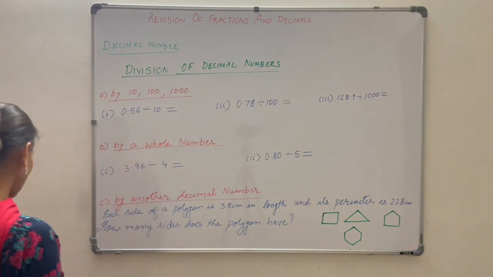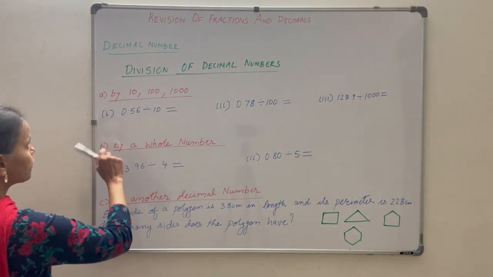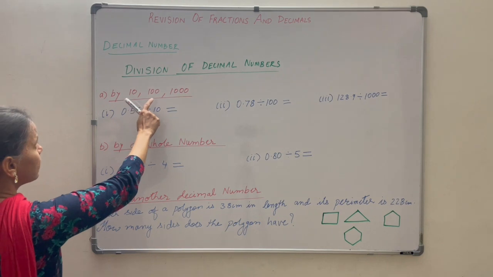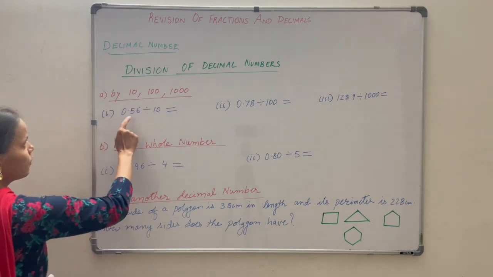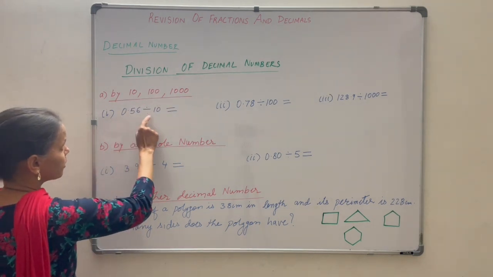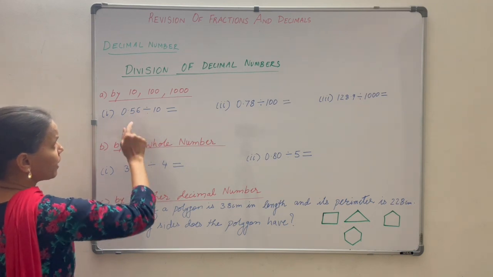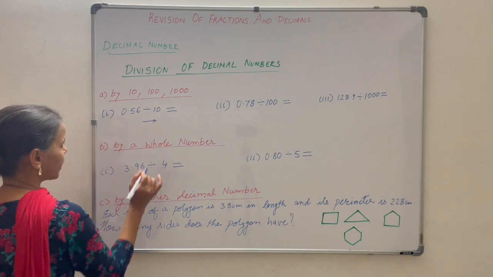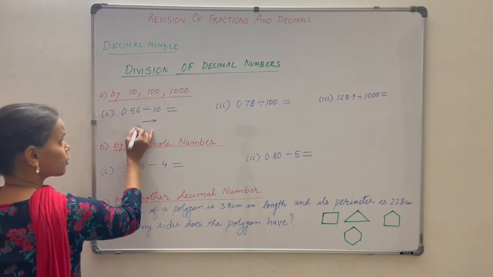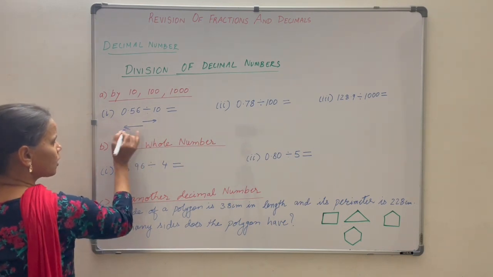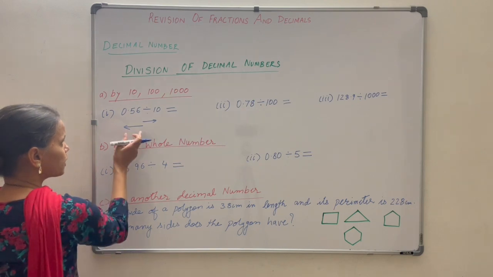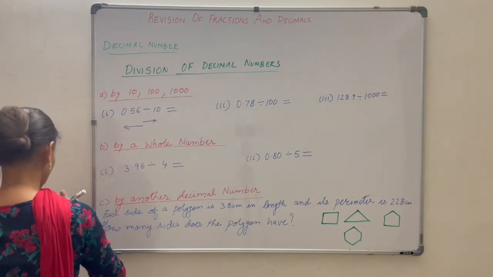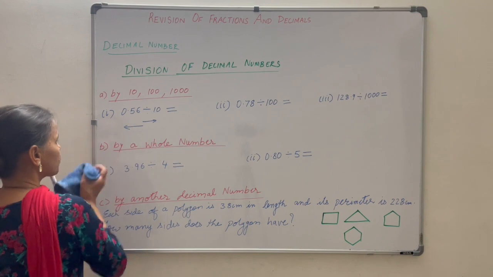Let us quickly revise the division of decimal numbers. So first case we are going to consider is division of decimal numbers by 10, 100 or 1000. So when we divide a decimal number by 10, when we multiply, what we were doing? We were moving towards right side, from left to right. When we divide, since division is opposite of multiplication, we are now going to move the decimal towards the left hand side. Okay. So let us do it.